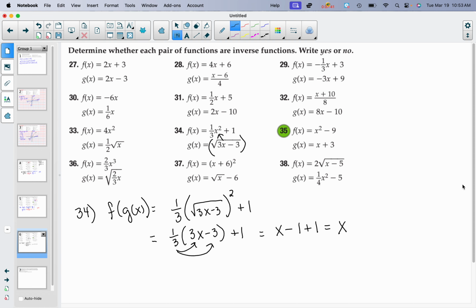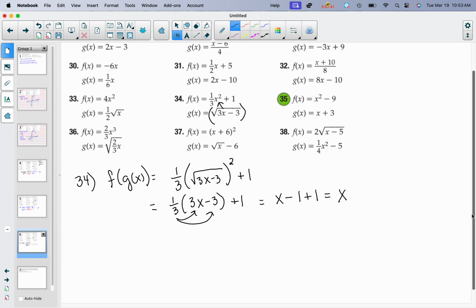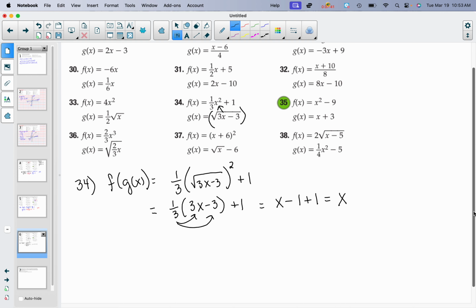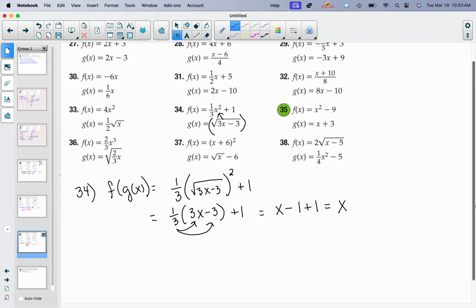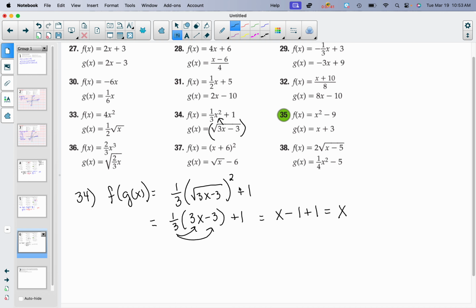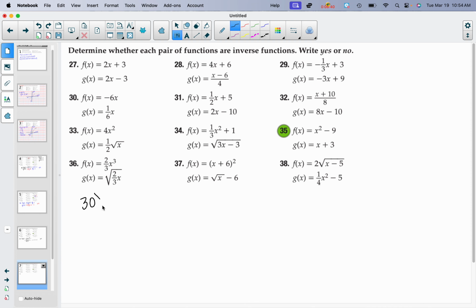And if you go the other way, I'm just going to leave that for you guys because I do want to get to one that's a no. But this one's going to be a yes. I guess I shouldn't have skipped 30.